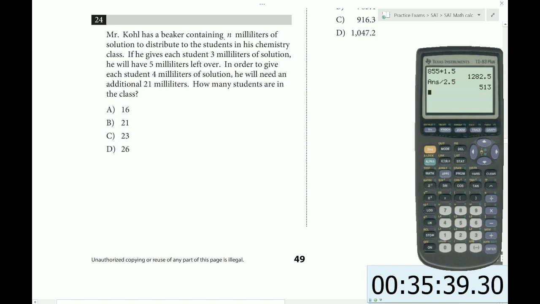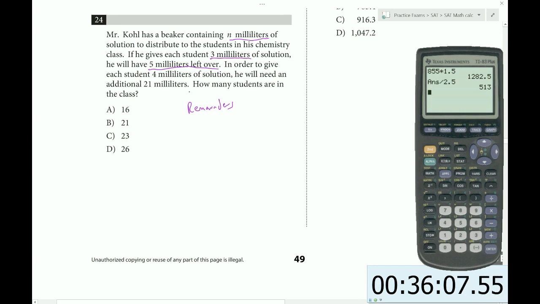Mr. Cole has a beaker containing n milliliters of solution to distribute to the class of chemistry students. If he gives each student 3 milliliters, he will have 5 milliliters left over. Okay, so this is going to be a division slash remainders problem. Let's see. In order to give each student 4 milliliters of solution, he will need an additional 21 milliliters. How many students are in the class?